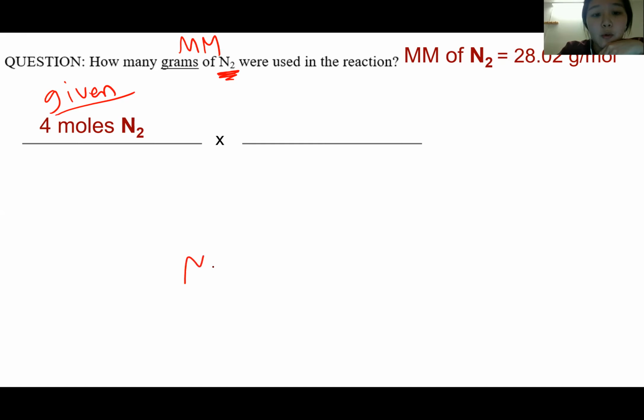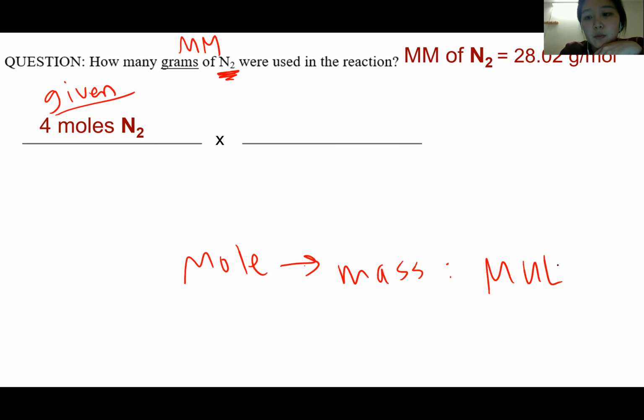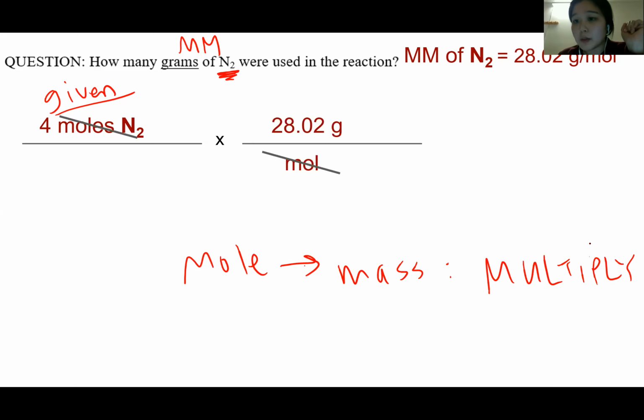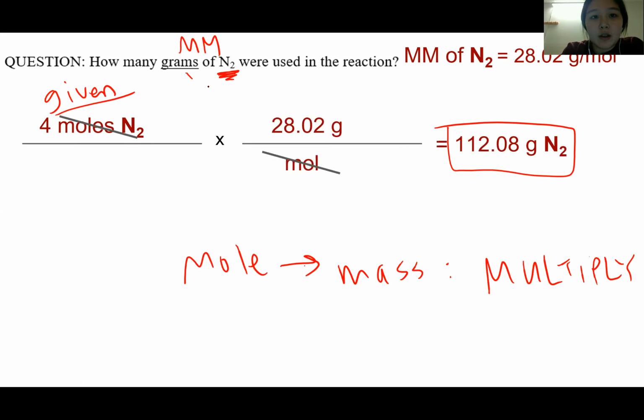So this is a mole to mass question, which is we need to multiply, okay? So I'm going to put the molar mass on top, moles cancel out, and this is a multiplication problem, and I get 112.08 grams of N2. All right, so how many grams were used in this reaction? So we have grams as our final answer.